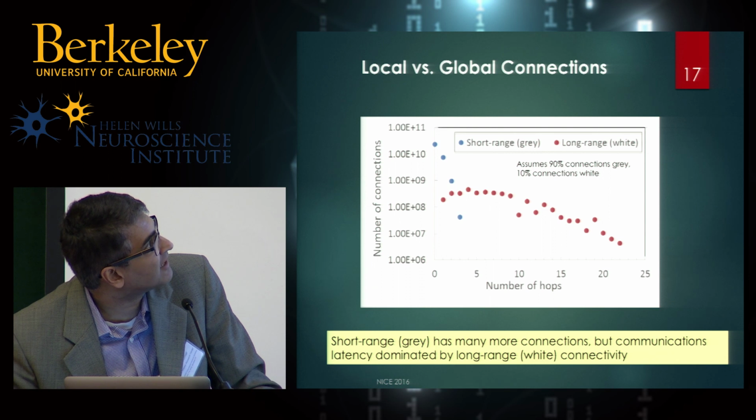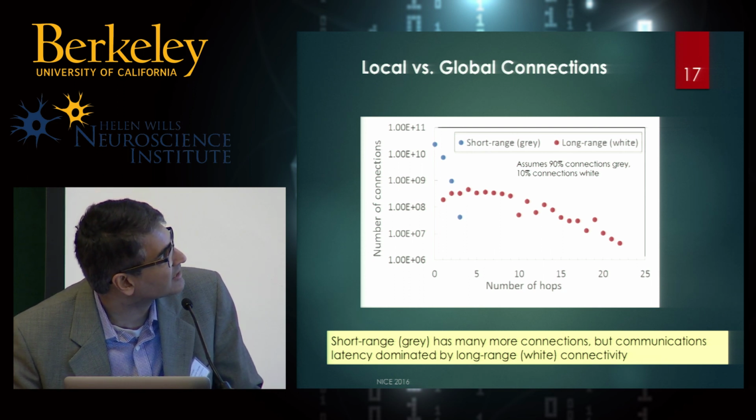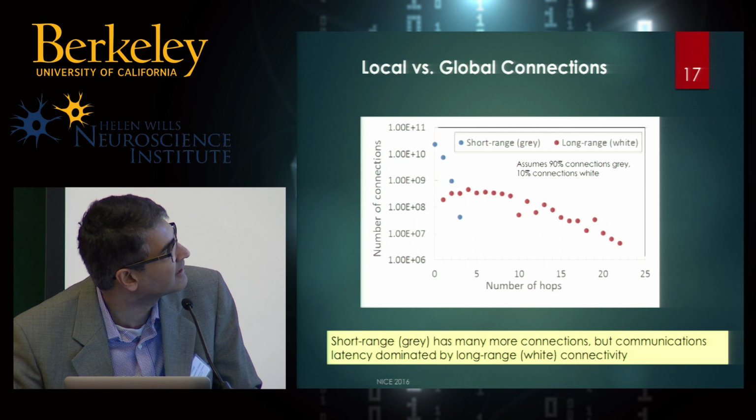This is an example of using this kind of a model. This is the local and global connectivity, the number of connections versus the number of hops that are necessary to make that connection. Not surprisingly, for the short-range connections, there are many more of them. That's an assumption here. We assume that 90% of the connections in this particular case were gray, 10% were white. That's why you see there's much more area under this curve than under this curve.